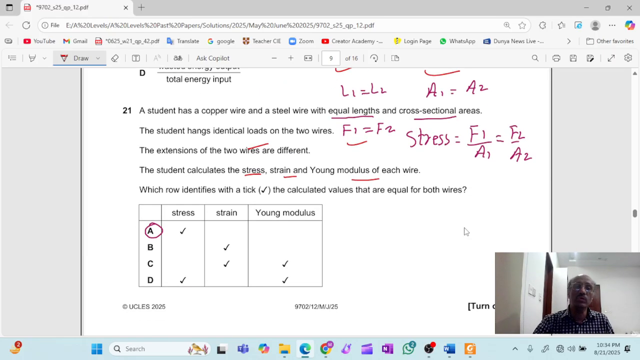So stress equals force over area. This will remain the same because the forces are the same and the areas are the same, so stress will remain the same. And the wires are different. One of them is copper and the other steel, so Young's modulus will be different. So the change in length will be different. So only the stress will remain the same.